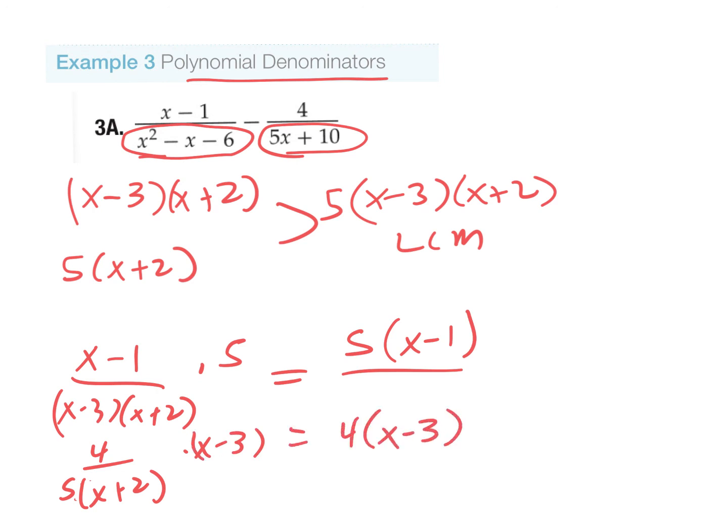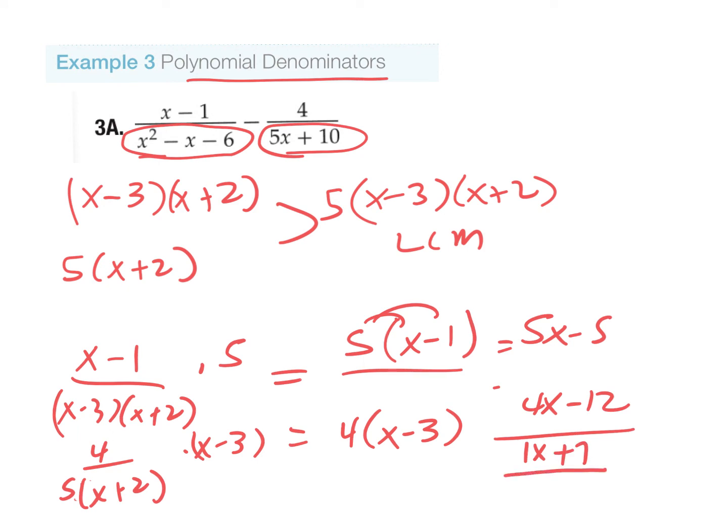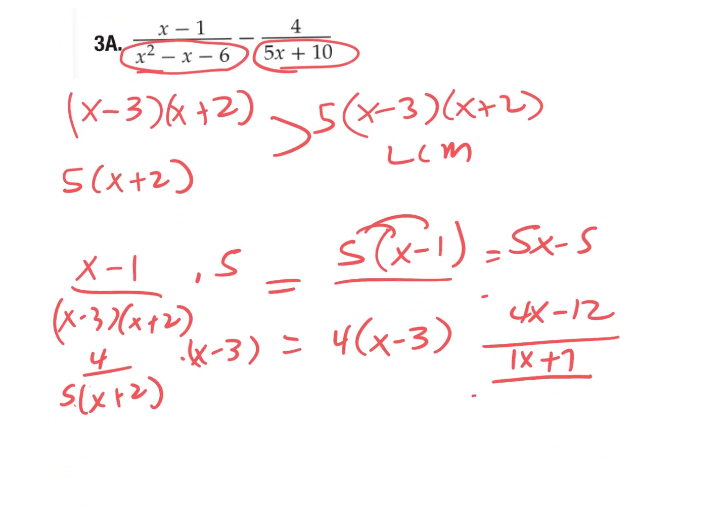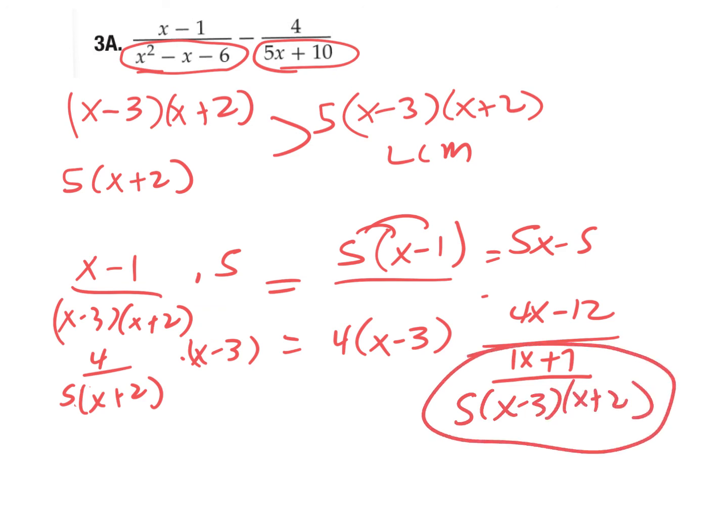And this is a subtraction problem, so I'm going to subtract those. So to subtract those, I actually need to multiply this out. This gives me 5x minus 5. This gives me 4x minus 12. And if I'm subtracting those, I'm going to end up with 1x plus 7. So x plus 7, and that's going to go over my lowest common multiple, which I'm not going to multiply out, x plus 2. And so I end up with my answer completed.